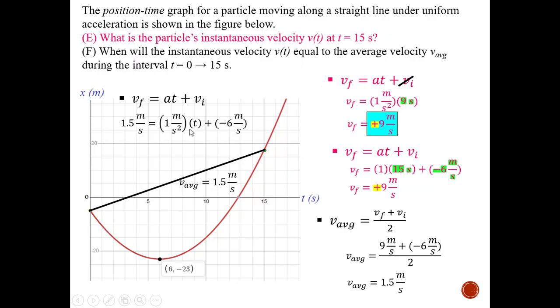Well, to get t by itself, I'm going to move this -6 to the left side. -6 moving to the left side changes sign, so it becomes +6. 1.5 plus 6 is 7.5. And as you can see here, even though this is 1 meter per second squared, it really doesn't do anything in terms of multiplying. So really t is just equal to 7.5 seconds. Okay, so this particular quantity, Vf, will equal V average during this interval at 7.5 seconds.